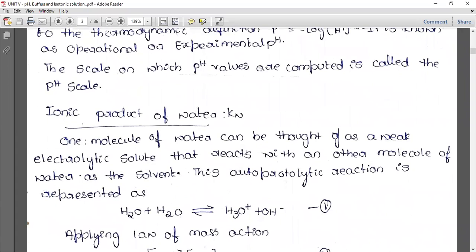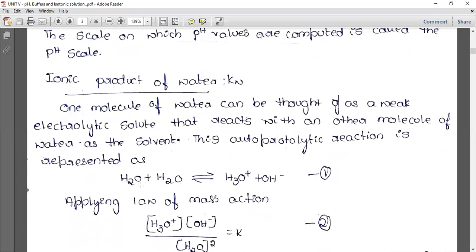Just assume one molecule of water can be thought of as a weak acid, a weak electrolytic solution. As we know, a molecule of water can behave as an acid as well as a base. It is amphiprotic. Thereby, just imagine that one molecule of water can be thought of as a weak electrolytic solute, and that reacts with another molecule of water as a solvent. There's an interaction between solute and solvent, just imagine. So this autoproteolytic reaction is represented like this.